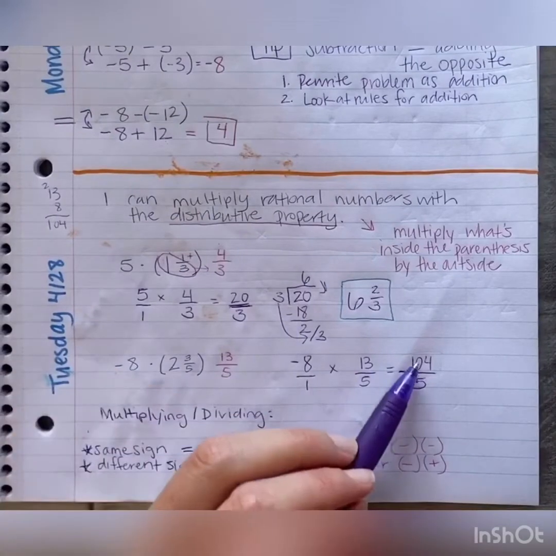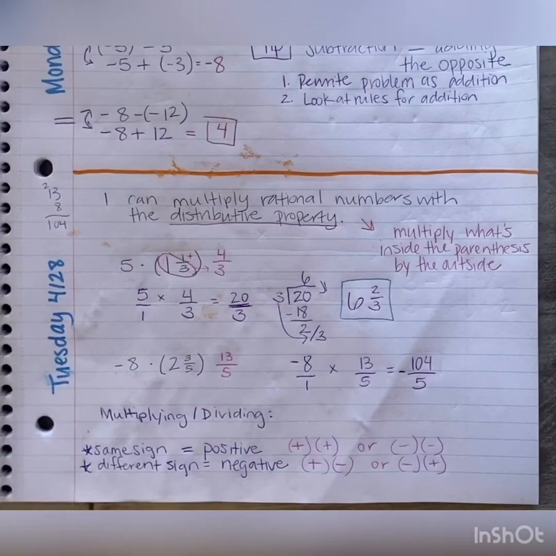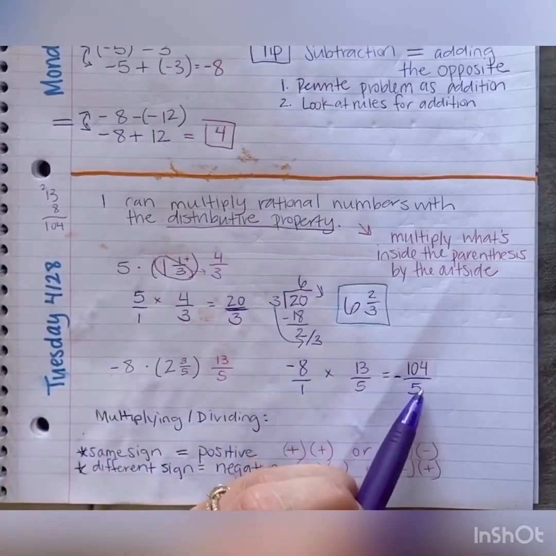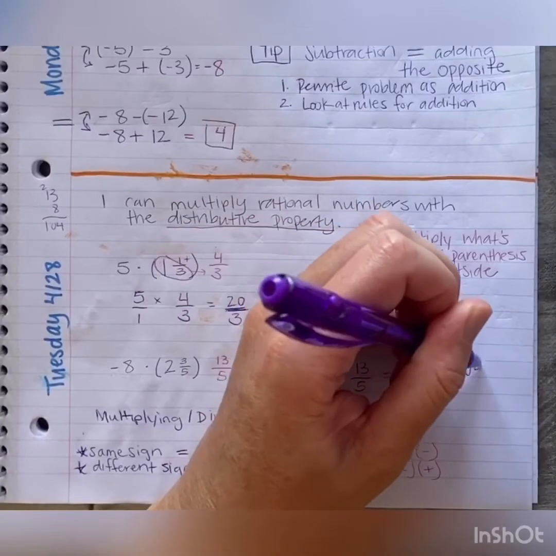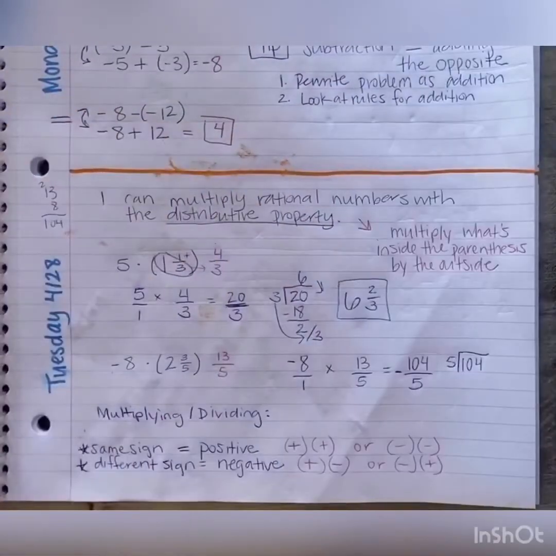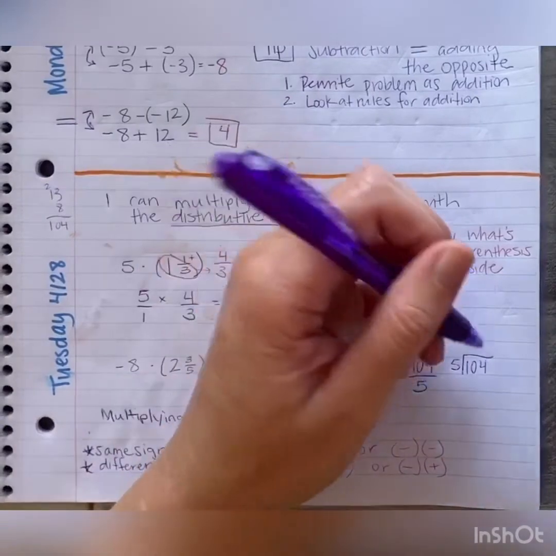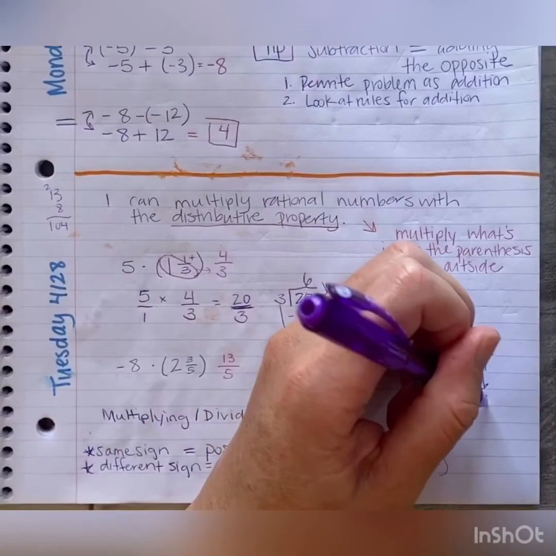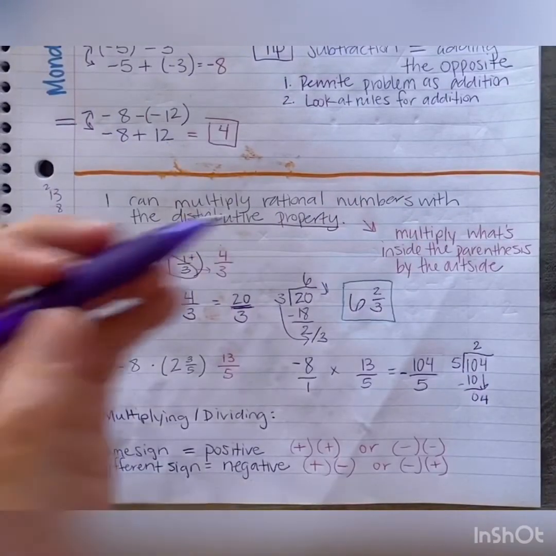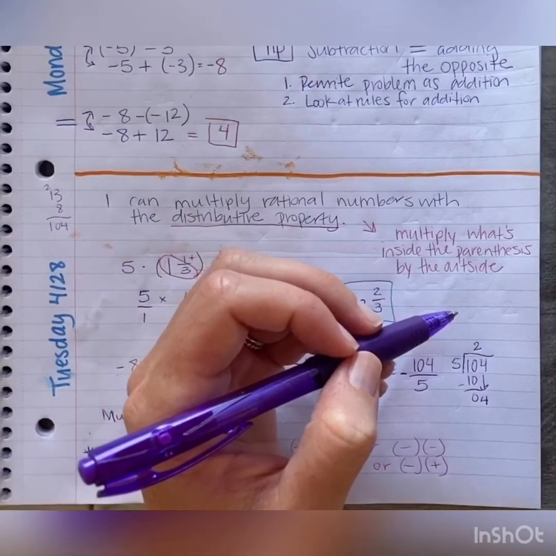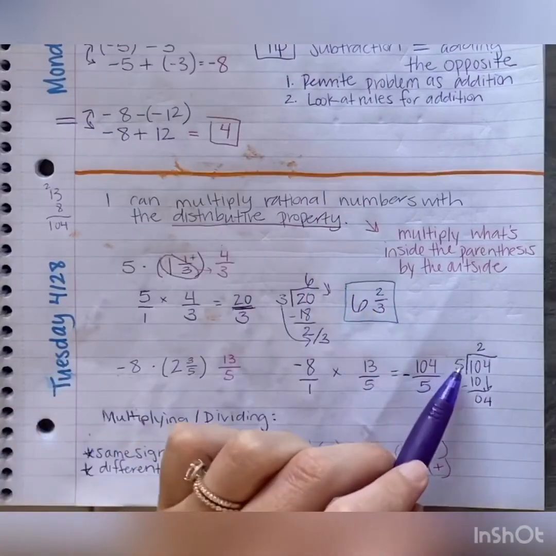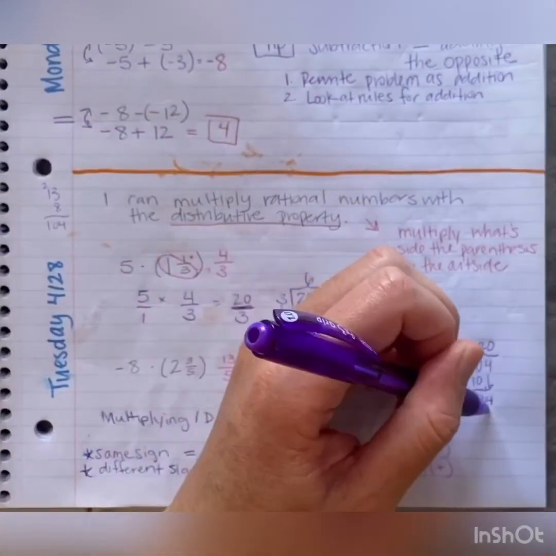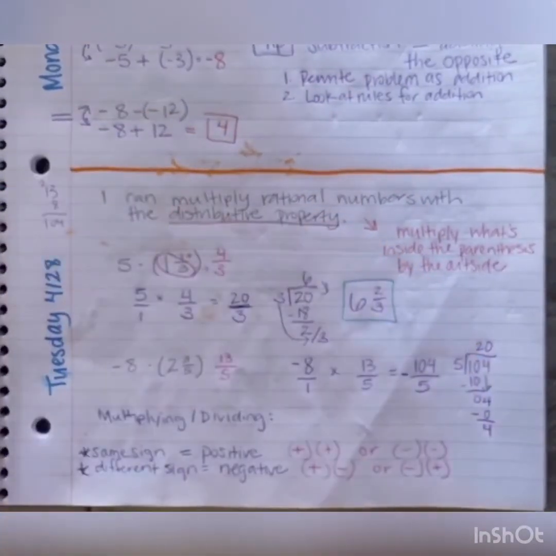Now, I'm not going to leave it as 104 over 5 because that's awkward. We don't leave it as an improper fraction. We're going to convert it back. So 104 over 5 is the same as 104 divided by 5. So let's do our division. 5 goes into 10 2 times. And I get a remainder of 4. 5 goes into 4 0 times. Don't forget that 0. 0 times 5 is 0. So I get a remainder of 4.